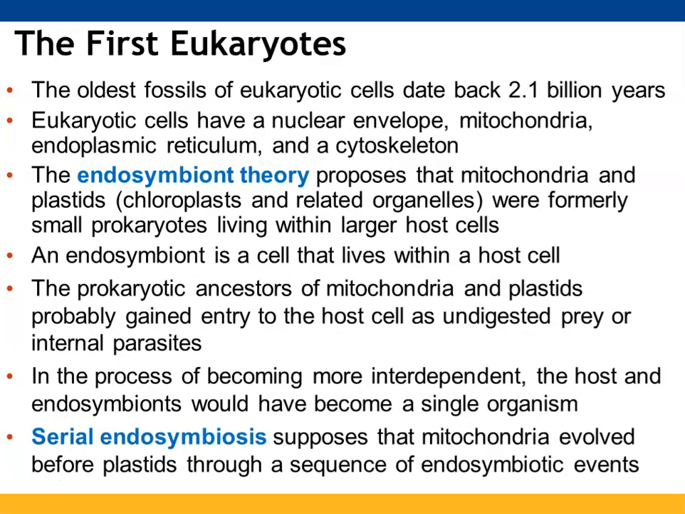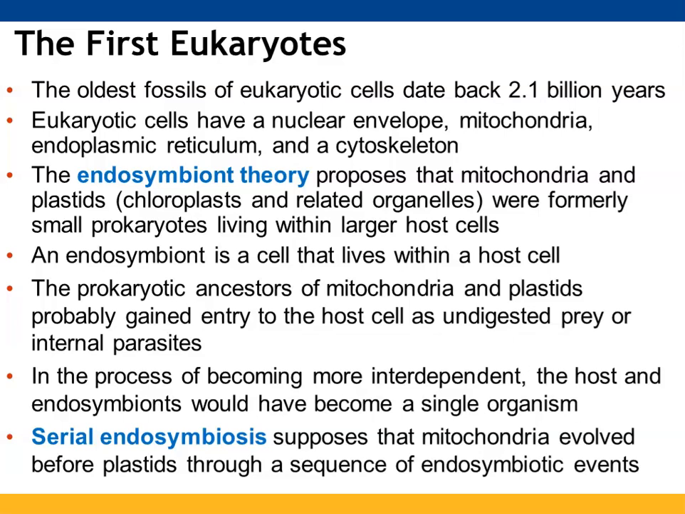So eukaryotes: the oldest fossils for eukaryotic cells date back about 2.1 billion years ago. Again, your eukaryotic cells have your nuclear envelope, your mitochondria, your endoplasmic reticulum, your cytoskeleton. And we talked about the endosymbiont theory back when we talked about photosynthesis and respiration with cell structure. We talked about chloroplasts and mitochondria.